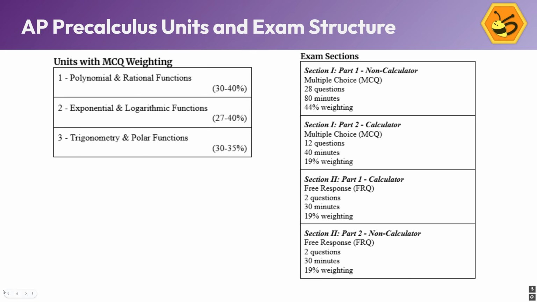Okay, so the exam structure and units. There are 3 units: polynomial and rational functions, exponential and log functions, and trig and polar. The first section is your non-calc section, which has 28 questions and 80 minutes. For this section, you want to make sure you don't have your calculator out. For the next 2, you can have your calculator out. Sometimes your exam proctor will warn you to bring your calculator out, so make sure you know when to bring it out depending on the section. And for the 2 calculator sections, you do get Desmos if you like Desmos, and it's built into Blue Book.